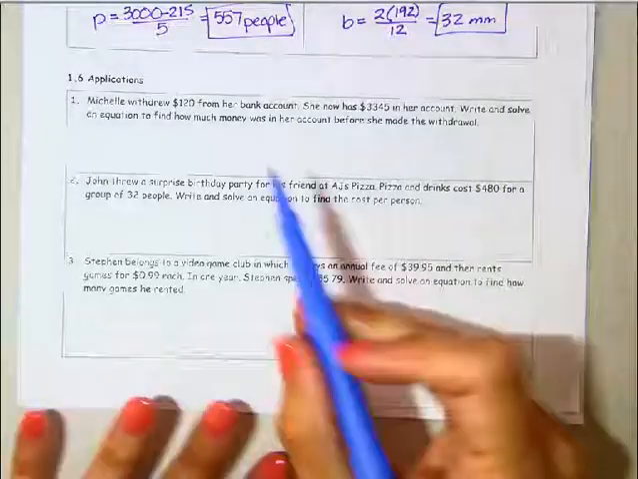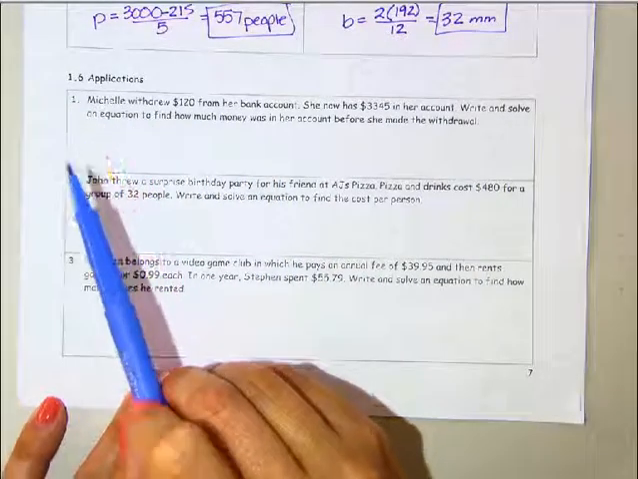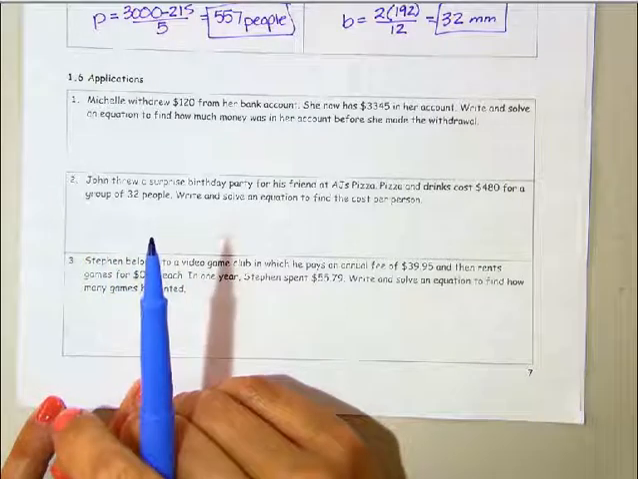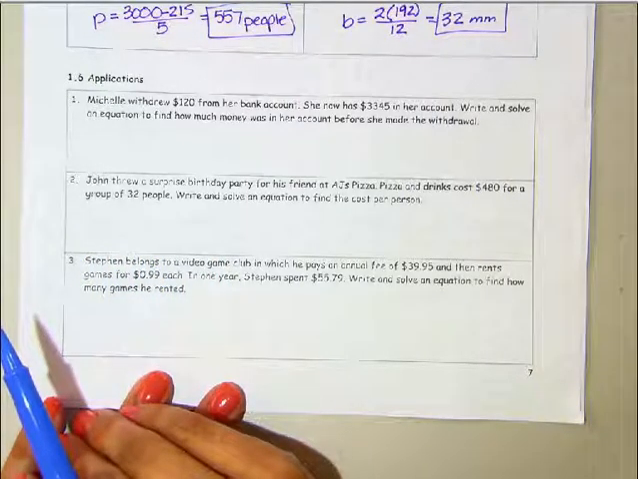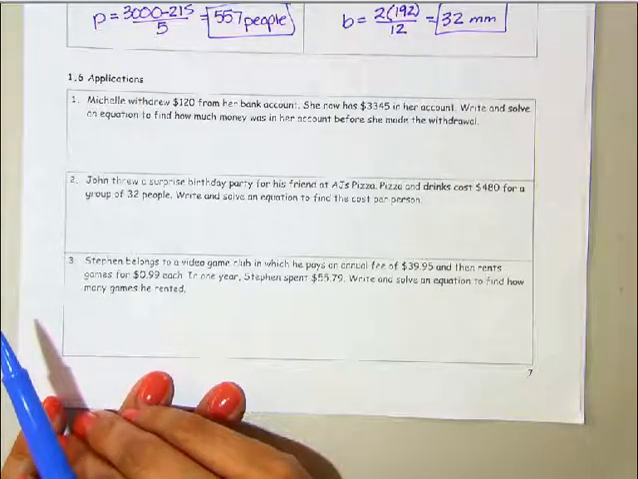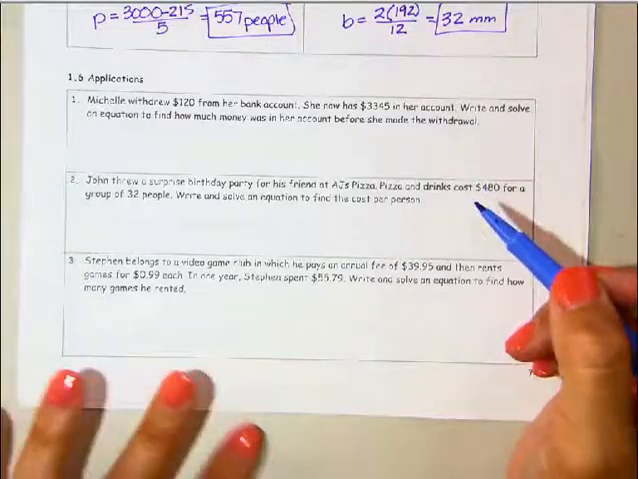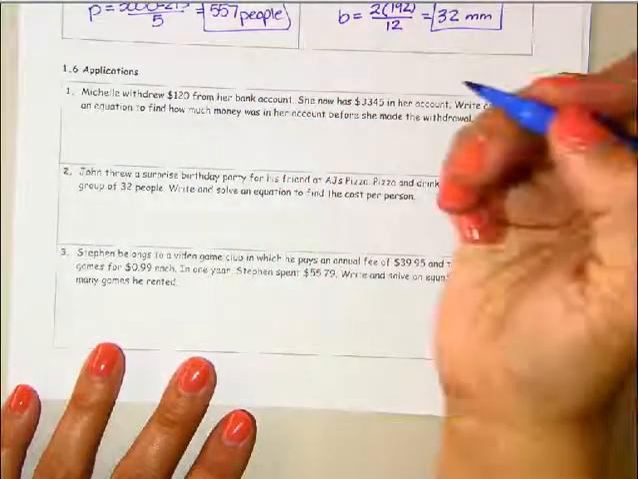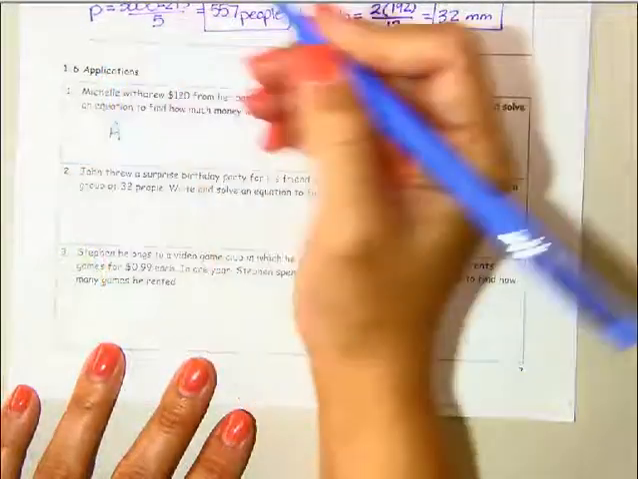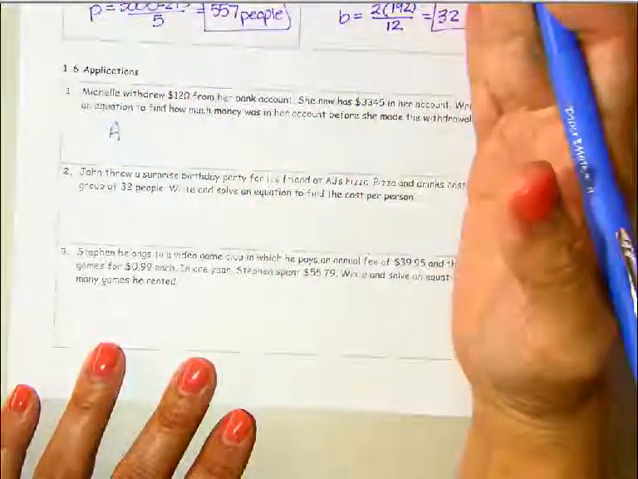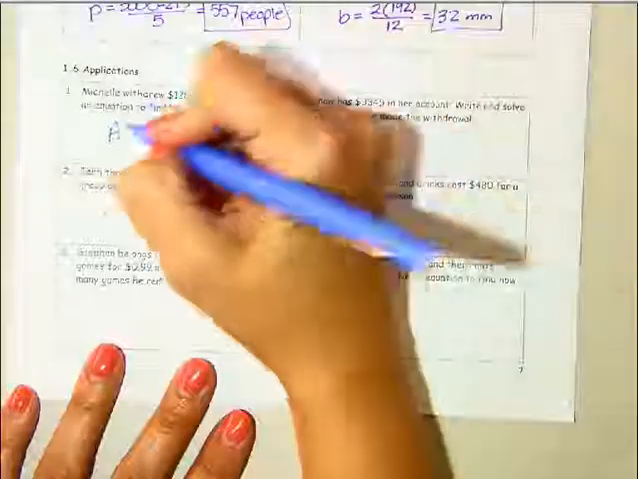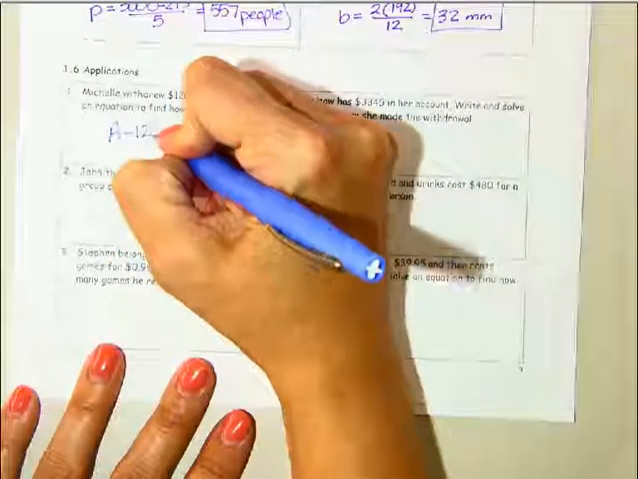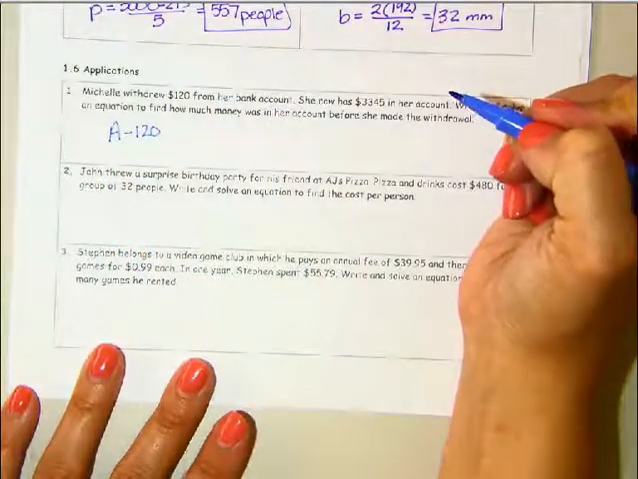So this first one, Michelle withdraws $120 from her bank account. She now has $3,345 in her account. Write and solve an equation to find how much money was in her account before she made the withdrawal. So she started with this amount of money. If I just say A for amount, it doesn't matter what variable you put in. You could put X every time. And then from this initial amount, she withdrew $120. So that'd be subtracting, because now it's $120 less.